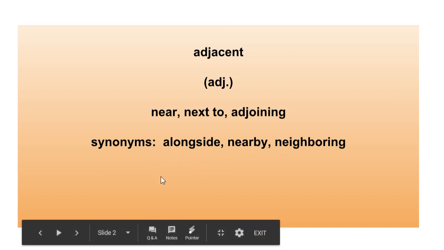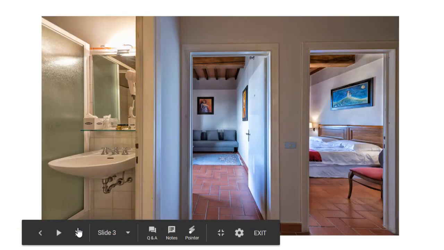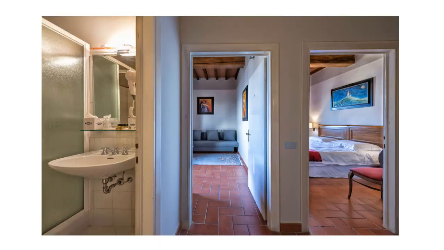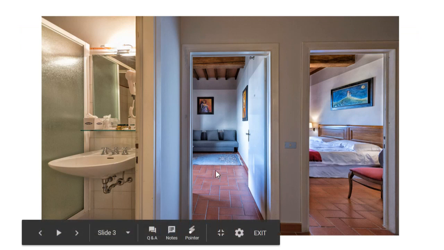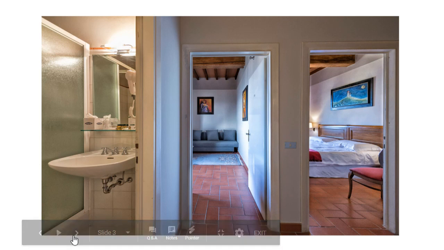So it has to do, like I said, I think I talked to some of the kids, adjacent has to do with location. And here's a picture. If you see, you have your bathroom next to this room with the couch in it, and this middle room is next to, or adjacent to, the bedroom. Like I said, if you need to pause or you need to go back, go ahead at any time.